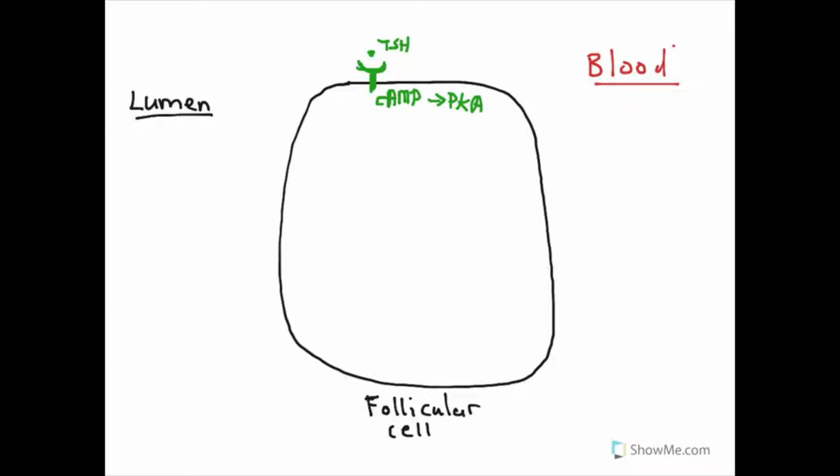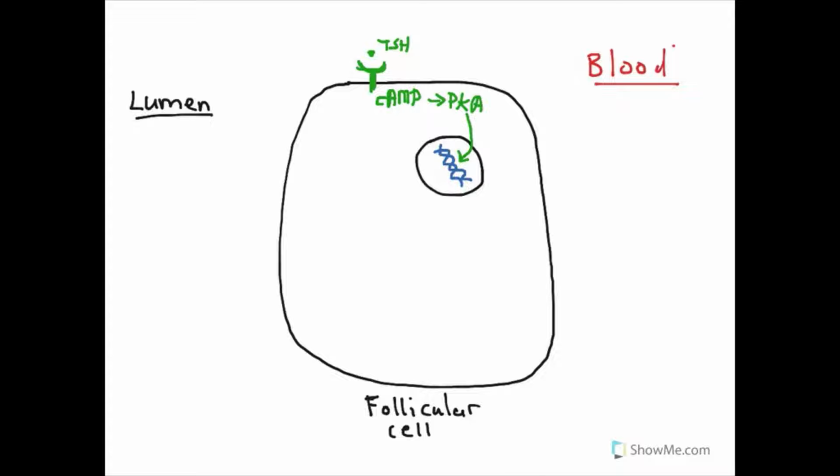And what this PKA will do is act as a transcription factor. Sitting inside the nucleus of this cell will be some DNA. And on this DNA, there will be a gene that codes for a particular protein we want to make. And this PKA will come into it and bind to it to stimulate its production.